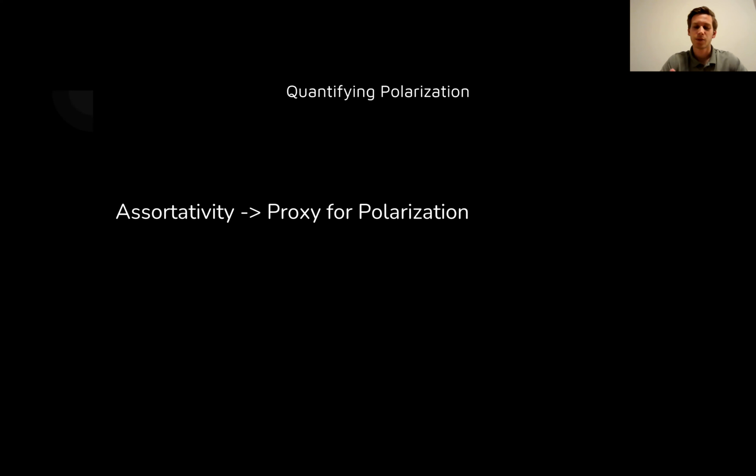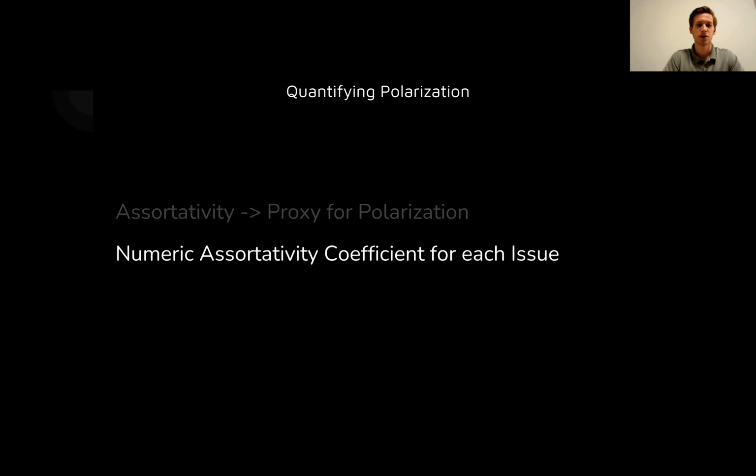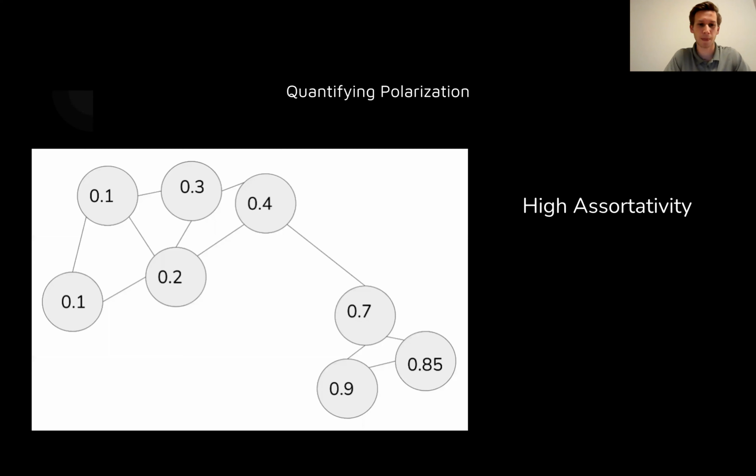So next, we defined polarization, but we hadn't quantified it, and we needed to make sure that we could get it down to a number, because this is ultimately what we're going to be using as our proxy for polarization. The way we're going to get it down to a number is calculating the numeric assortativity coefficient for each issue and then taking the average of all of those. And that'll become a little bit more clear with the next slides.